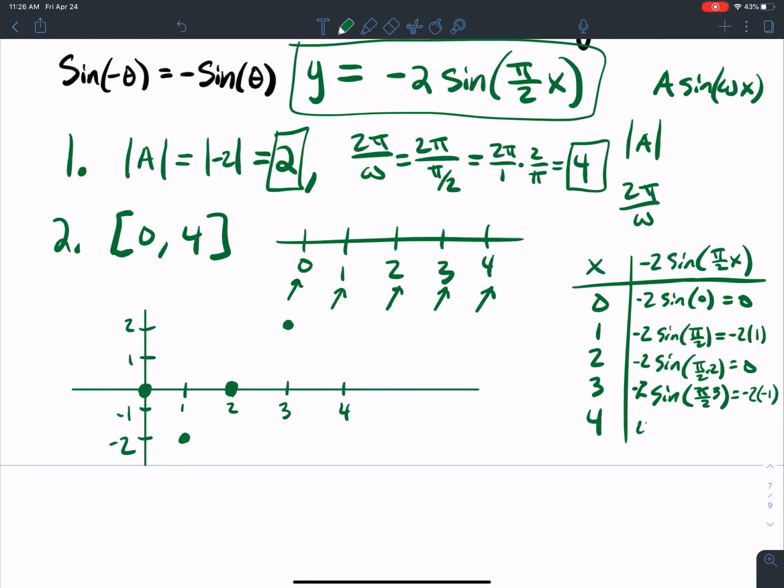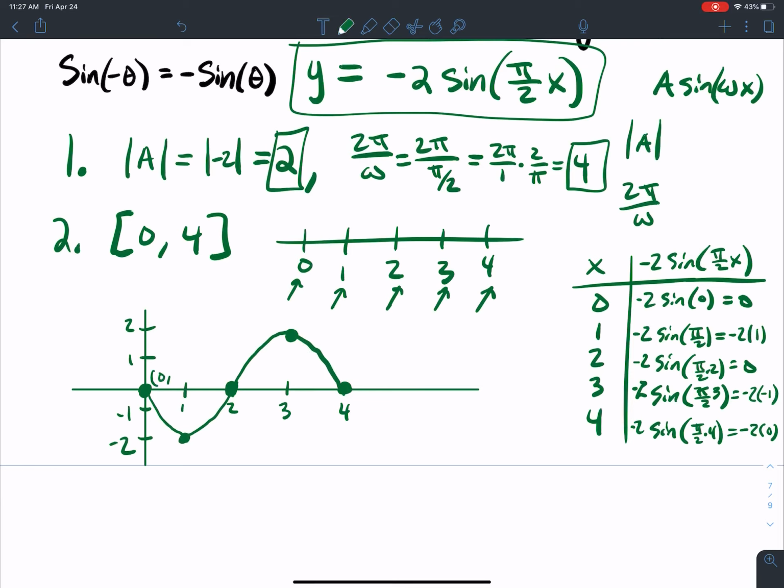And then we've got 4, so I'm going to plug in. So I have negative 2 times sine pi over 2 times 4. That's 2 pi. So sine of 2 pi is 0, so that's negative 2 times 0, which gets us back to 0 for the 4. So what am I doing? I'm coming down, I'm coming up, and I'm coming over. Now my dots, they're not quite right, but that's okay. As long as you label your points, you're good.